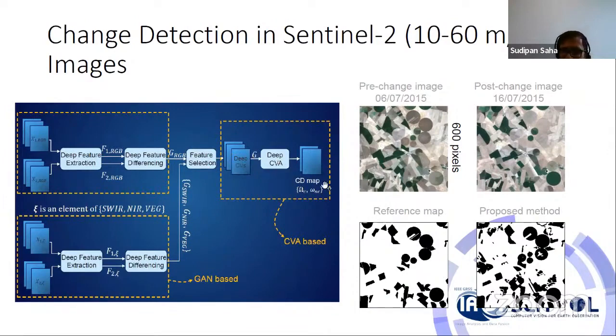Then the rest of the operation is the same: we have G, and we can do deep change vector analysis. In this particular work, we only did binary change detection, that is omega C and omega NC. Here is an example on the agricultural dataset: the reference map and the proposed method capture the change information quite well. However, this is of course a kind of trivial example because this is an agricultural area, where even the traditional methods are quite good.